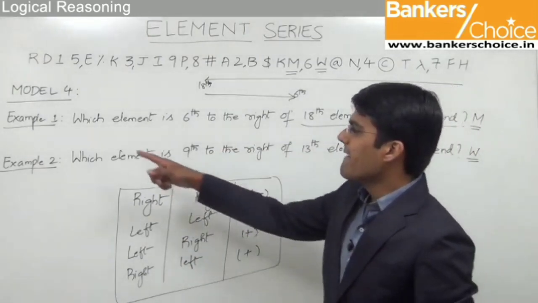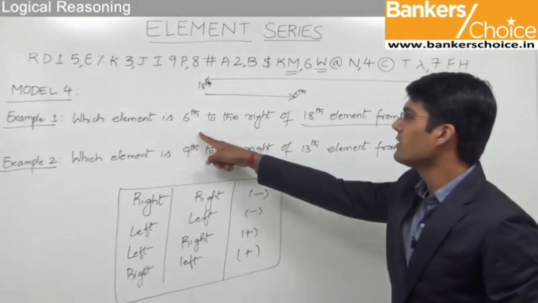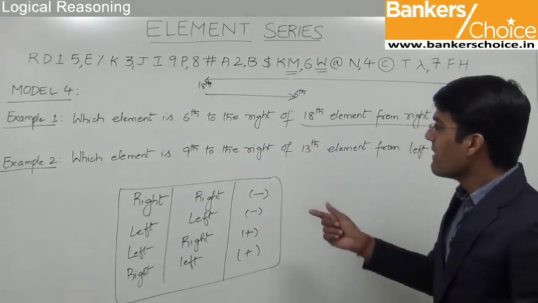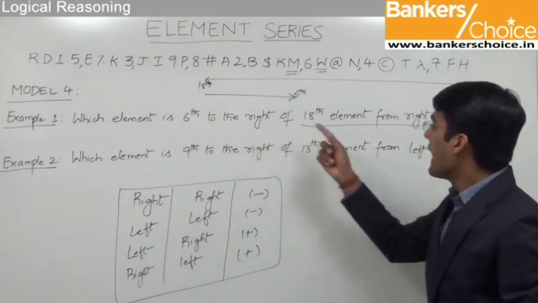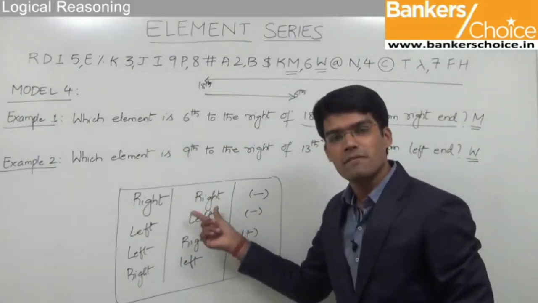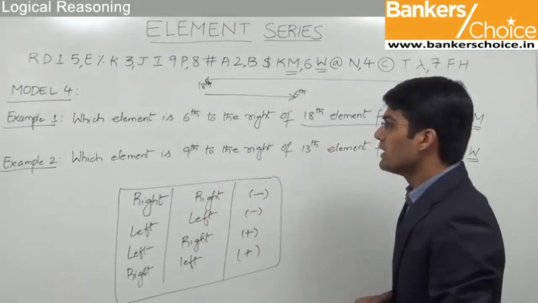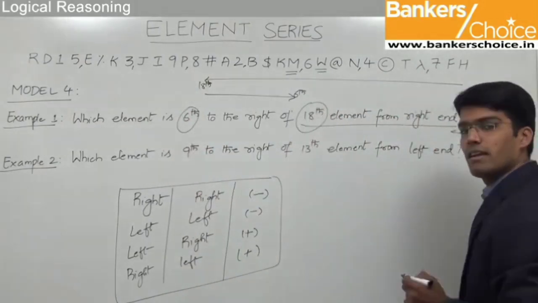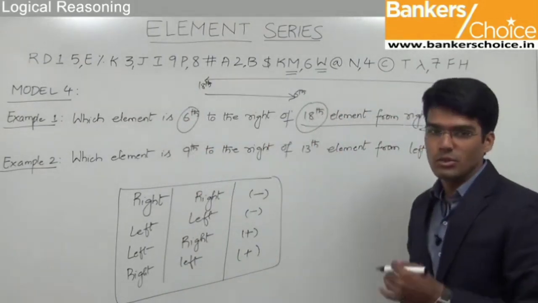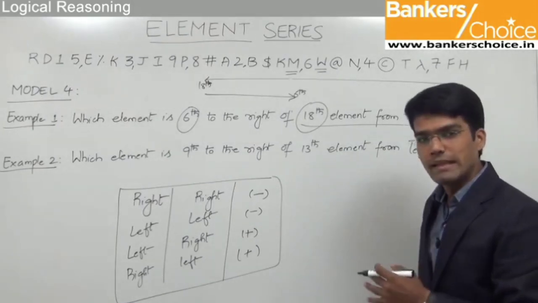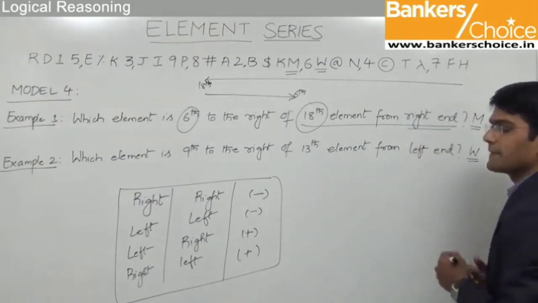The question says, which element is 6th to the right of 18th element from the right end? So here we are looking at the right direction and from the right end. So the positions have to be subtracted, or the difference of the positions should be taken. The two positions given in the question are 6th and 18th. The difference of these two positions is 12. So now we can say that the answer is going to be the 12th element from the right end.